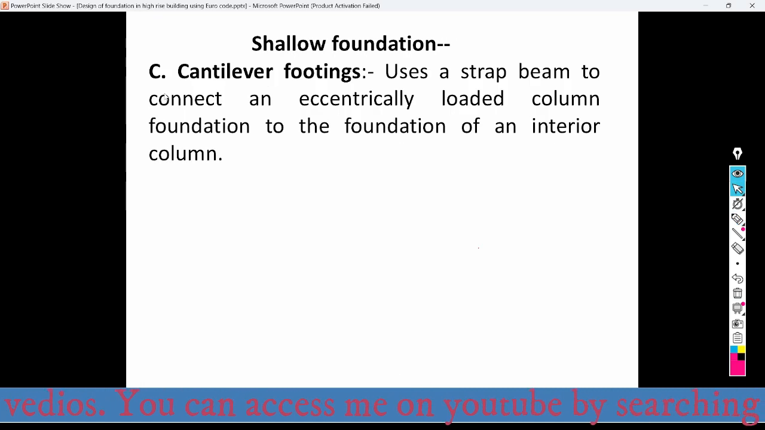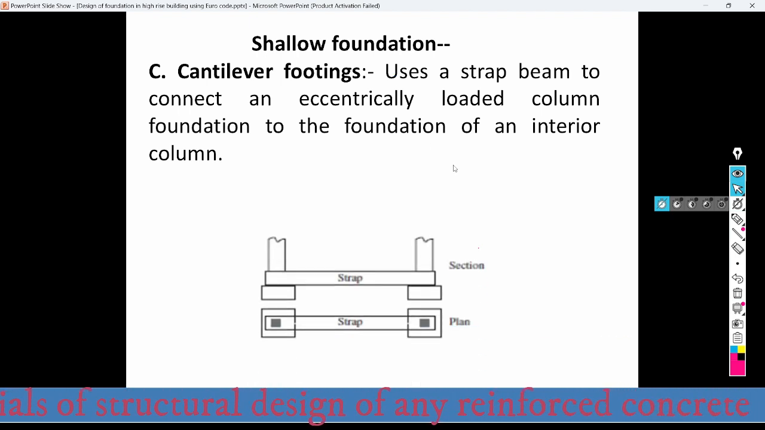And the third type of shallow foundation is the cantilever footing. In the case of cantilever footing, we need to use a strap beam to connect an eccentrically loaded column and foundation to the foundation of an interior column. The cantilever footing is nothing but a strap footing, which is a combination of an isolated footing and a strap beam, basically used for a condition when there is a problem of eccentricity.